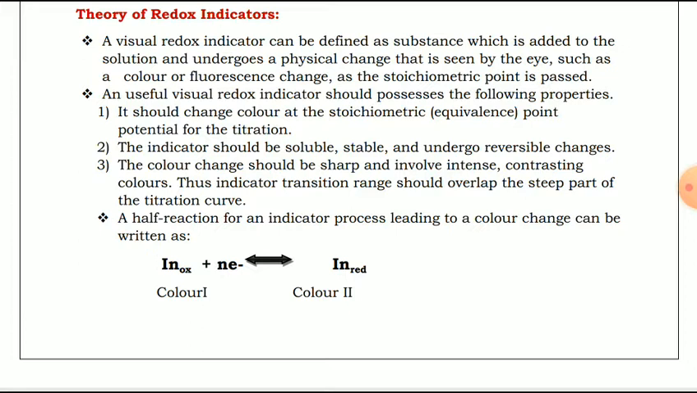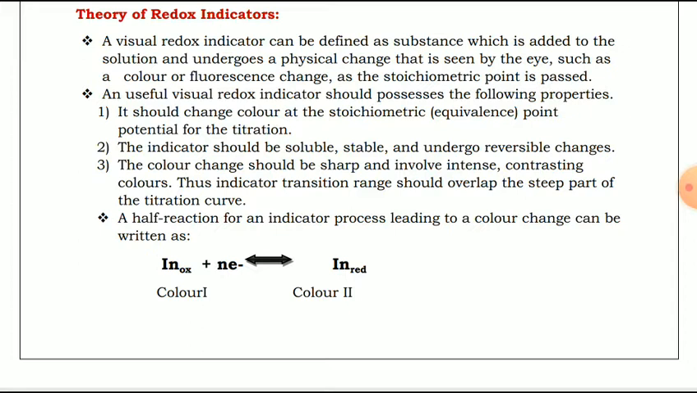Suppose, for example, we have taken the ferron indicator. When we add it into the solution, it acquires immediately a blue color. When the entire solution passes into the stoichiometric point, or we can say the equivalence point of the titration, it changes into the red color. That will be the usual visual redox indicator.